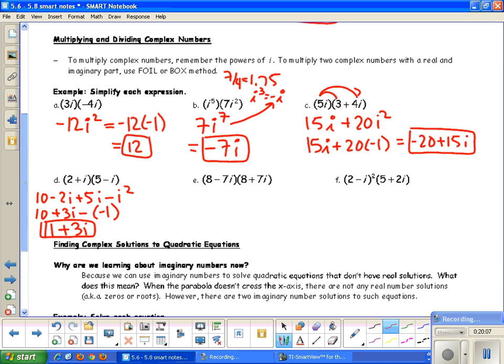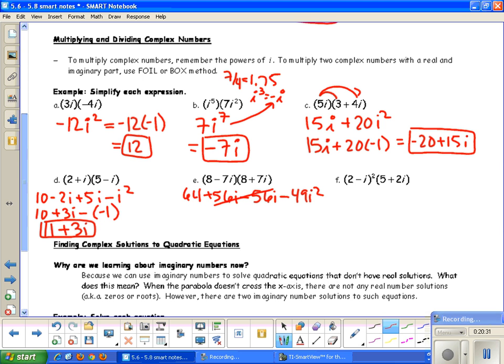So I would pause it and see if you can do the next two on your own. And then I'm going to do them with you. So for E, 8 times 8 is going to give me 64. And then we have plus 56i, and then minus 56i, and then minus 49i squared.